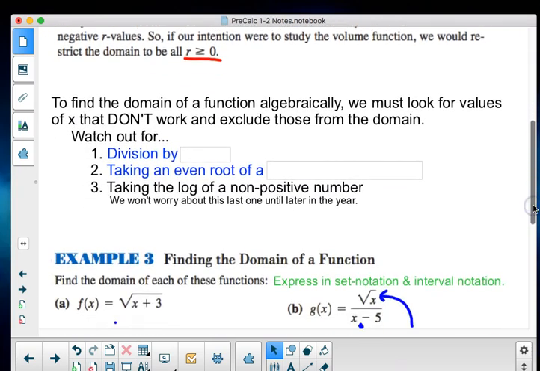Now, to find the domain of a function algebraically, we must look for values of x that don't work, and exclude those from the domain. We've got to watch for division by 0, and taking an even root of a negative number. We've got to look at square roots, especially, because they've got to be 0 or positive. We don't really have the square root of a negative value.